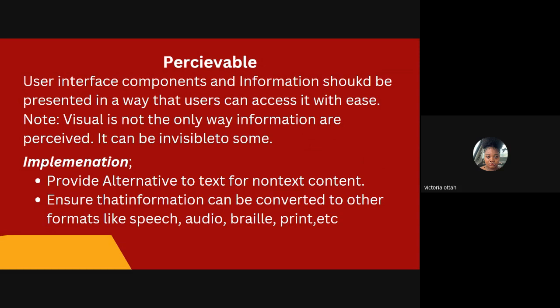One, text alternatives for non-text content, right? Provide accessible alternatives to text for non-text content, because not everybody sees or perceives your product visually, right? So if I'm not going to be able to look at it, there should be an all-text alternative that helps me listen to it, right? Or use my braille, right? But it should be there. Then ensure that information can be converted to other formats, like I said before: speech, audio, braille, print, etc.